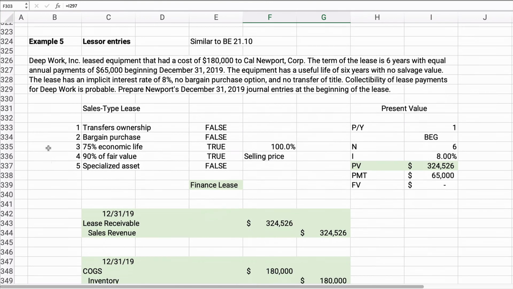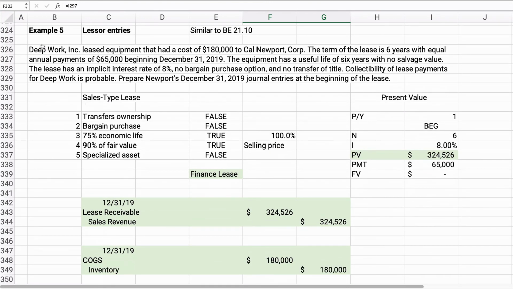This is similar to exercise 10. This is the lessor entry. So deep work, leased equipment that had a cost of $180,000 to Cal Newport Corp. The lease of the term is 6 years with equal annual payments of $65,000 beginning December 31st, 2019. It has a useful life of 6 years with no salvage value. Implicit interest rate is 8%. No bargain purchase option. No transfer of title. Collectability of lease payments for deep work is probable. So prepare Newport's December 31st, 2019 journal entries at the beginning of the lease.